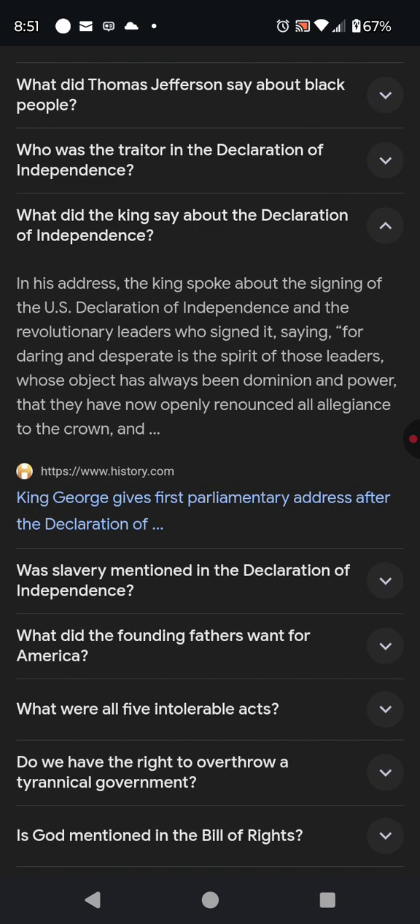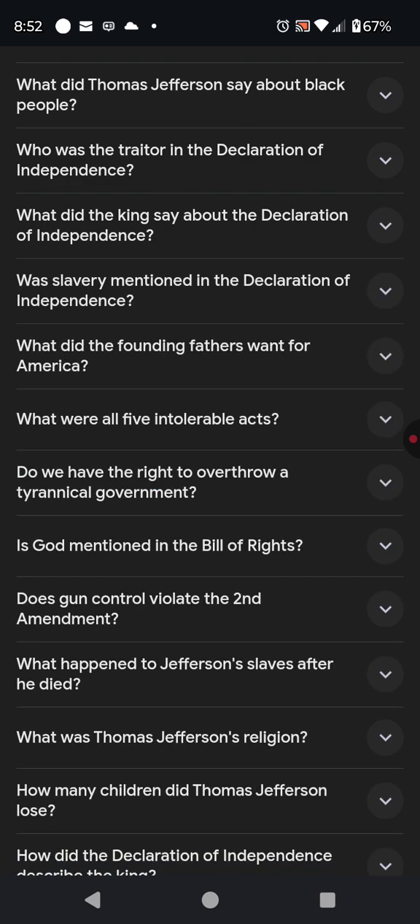What did the king say about the Declaration of Independence? In his address, the king spoke about the signing of the U.S. Declaration of Independence and the revolutionary leaders who signed it, saying, for daring and desperate in the spirit of those leaders whose object has always been domination of power, they have now openly renounced all allegiance to the crown. Yeah, king and country, right?